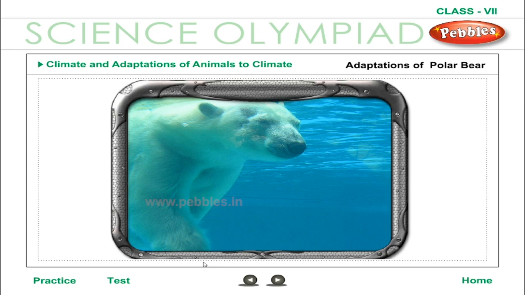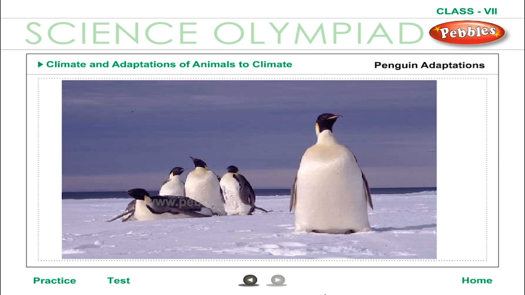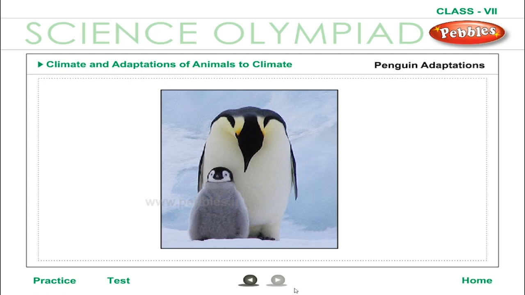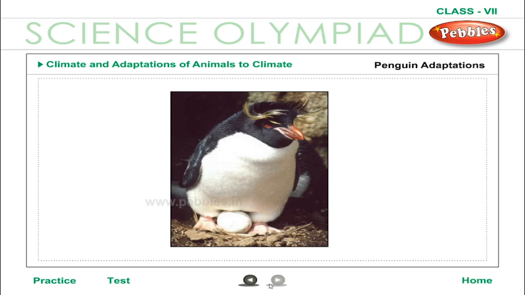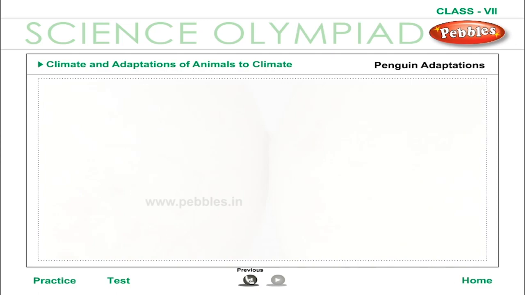Penguin adaptations. Have you ever wondered why penguins huddle together? Penguins are found in the Antarctic. They huddle together in groups to stay warm and fight their enemies. The male penguins huddle together to protect the eggs laid by the female counterparts from the severe cold. If exposed to the cold, the egg gets destroyed. The female penguins return to the sea in order to feed themselves and bring food for their chicks.